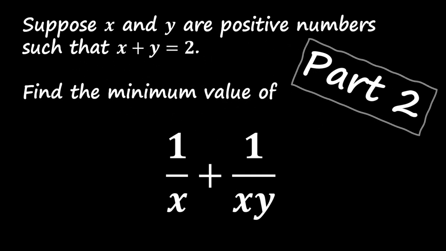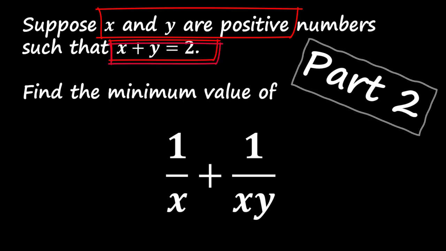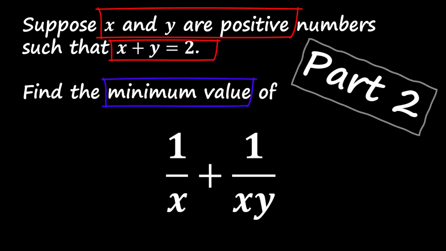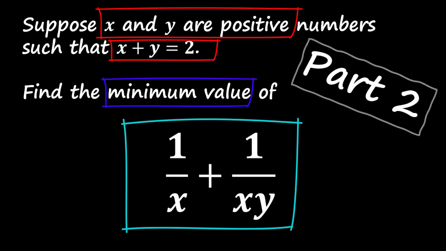This is the second part of the following problem. Suppose x and y are positive numbers such that x plus y equals 2. Find the minimum value of the expression, 1 divided by x plus 1 divided by the product of x and y. We are going to use the Cauchy inequality to solve the problem.